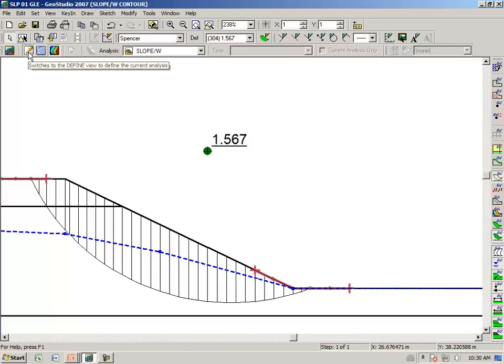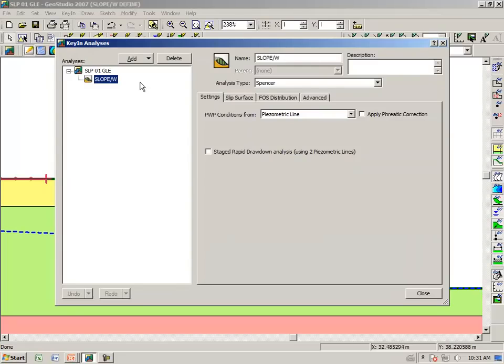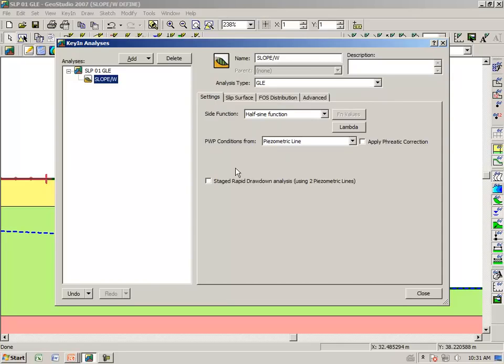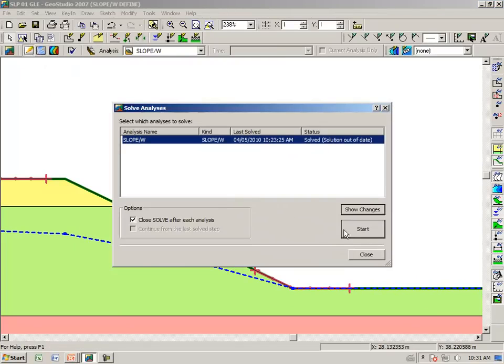Now let us go back to the Define view. Click on Key in Analyses, and let's change the type of analysis to GLE. And just for comparative purposes, let us select a constant function which is inherent in the Spencer assumption. So what we would be doing is again determining the Spencer factor of safety, but we will be able to produce a GLE plot. Having done that, we click on the Solve icon and reanalyze the problem.